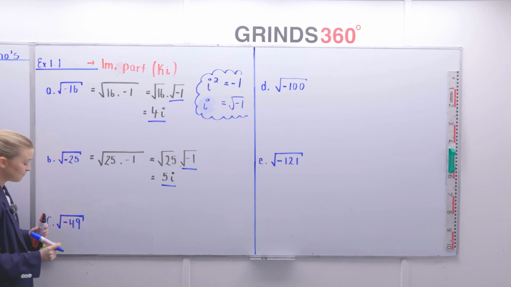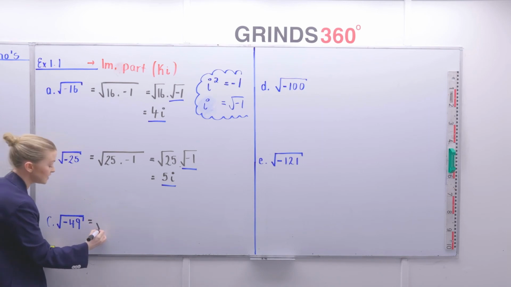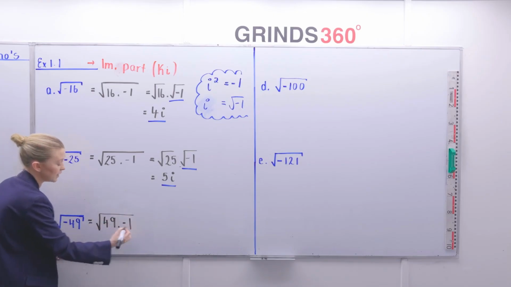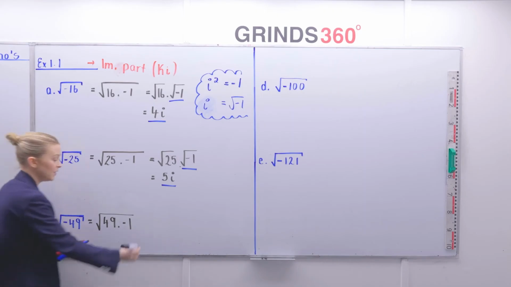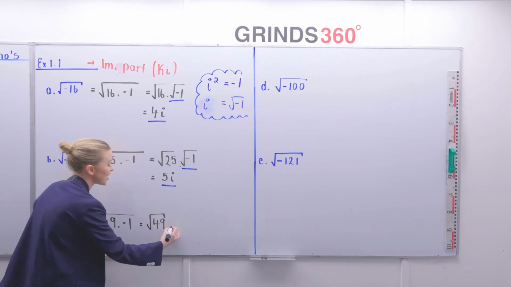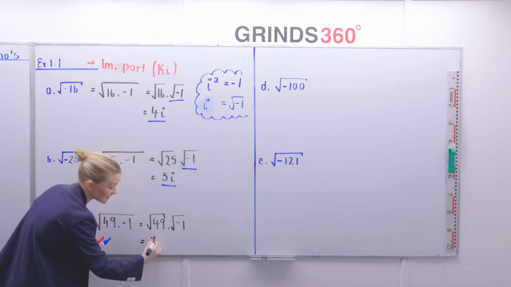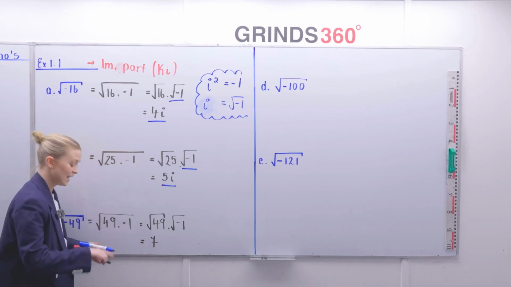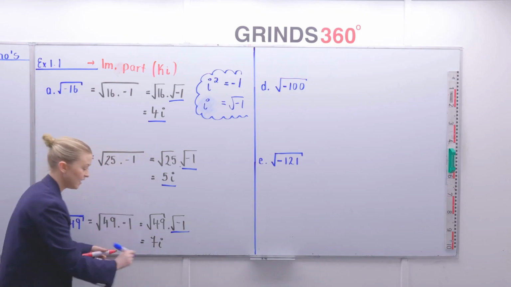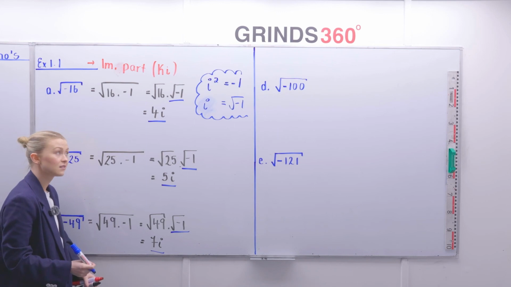Next one, part C, the square root of minus 49. The square root of minus 49 is the same as me saying the square root of 49 times minus 1, which is the same as saying the square root of 49, as I actually said previously, times the square root of minus 1. The square root of 49 is 7, our calculator will tell us that, and the square root of minus 1, as we know, is I. Again, we've converted this negative square root into an imaginary part.